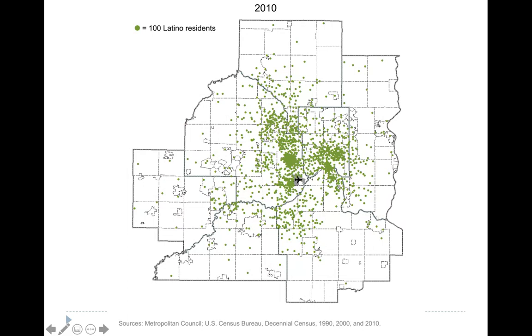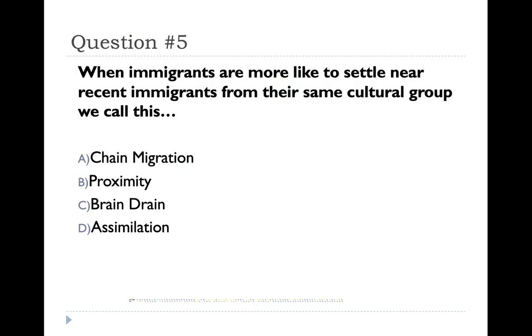Okay. This map shows the presence of Latino residents in and around the Minneapolis and St. Paul area. Again, you can see that there are population clusters throughout the Twin Cities area. Question number 5. When immigrants are more likely to settle near recent immigrants from their same cultural group, we call this chain migration.